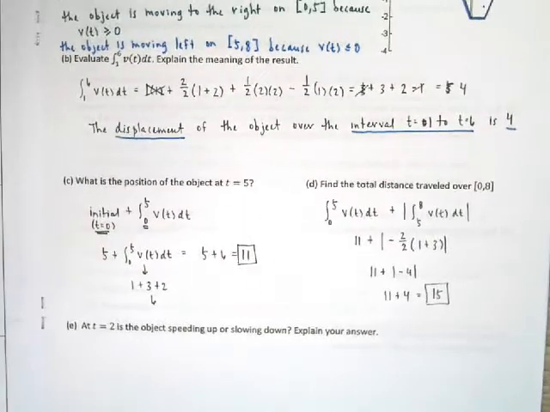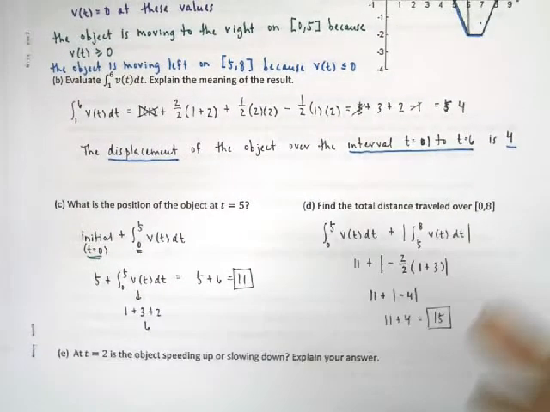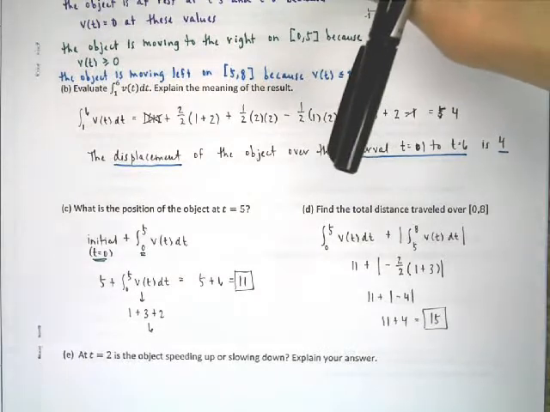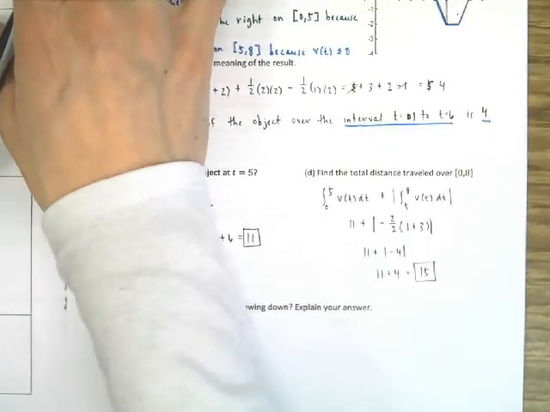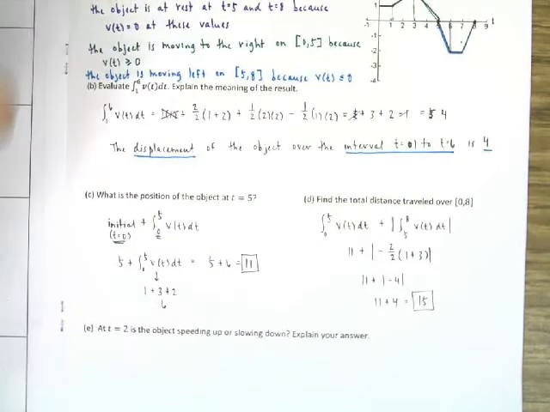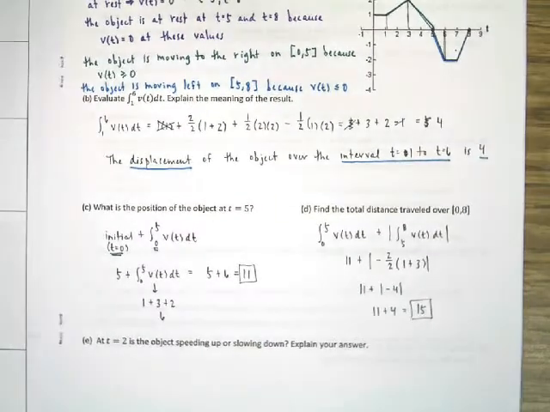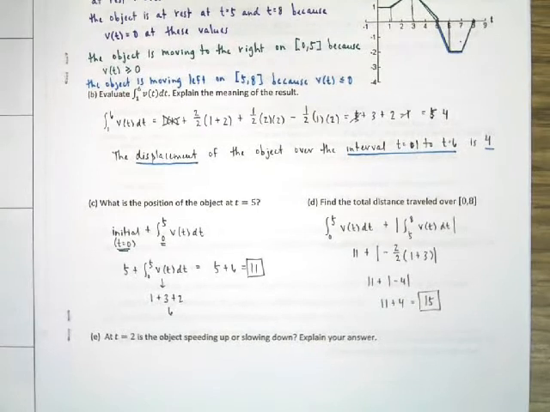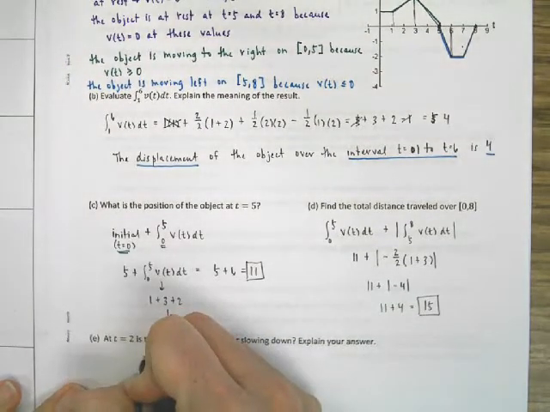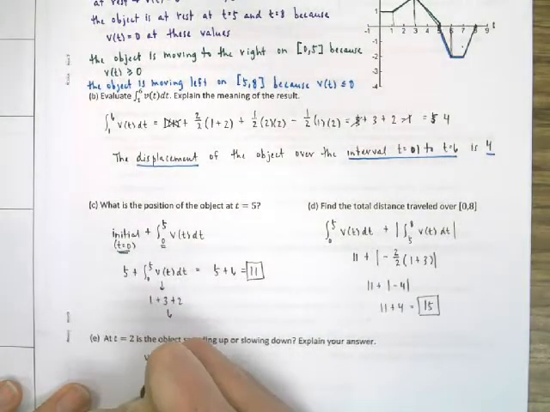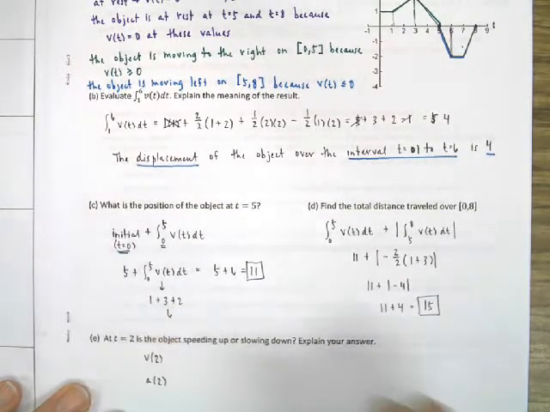Okay, last question now for part E. Let me see if I can get the question and the graph in here. Excuse me while I play around with this a little bit. All right, so it wants to know at time t equals 2, is it speeding up or slowing down? So I know I need to compare the sign of v of 2 and a of 2.